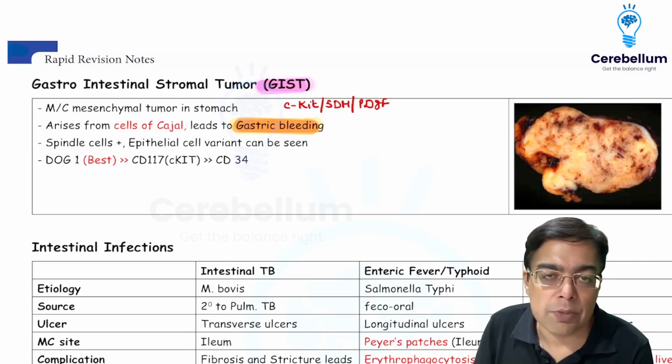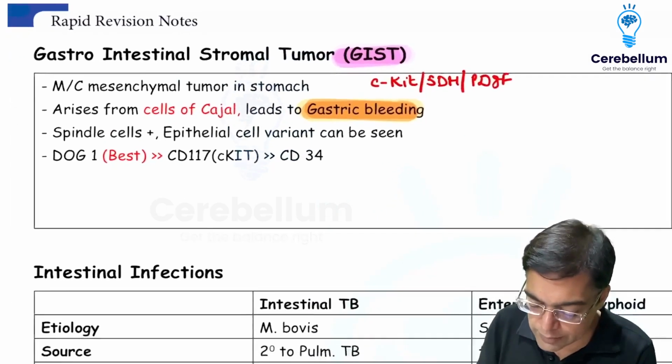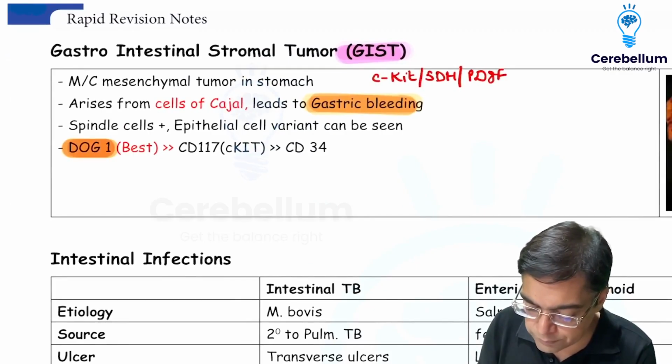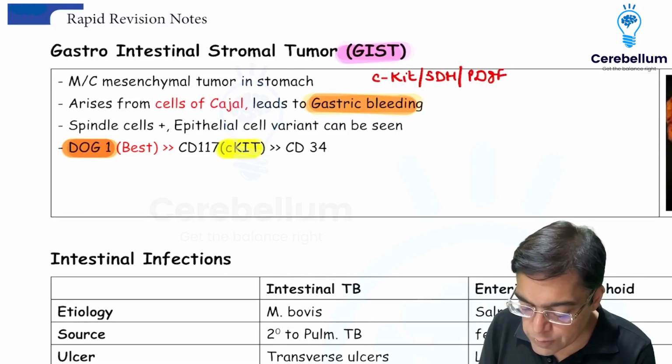Microscopically, the tumor is characterized by the presence of spindle cells as well as an epithelioid component. If you look at the IHC markers in context of GIST, the most specific and the best marker happens to be DOG1. And the other ones that we have are expression of c-KIT as well as CD34.